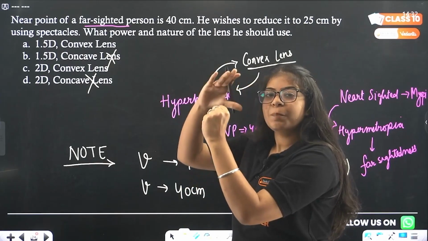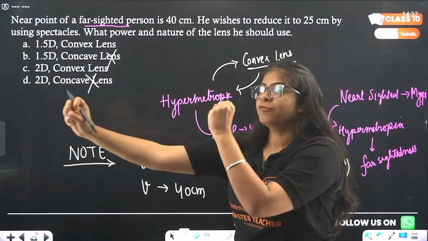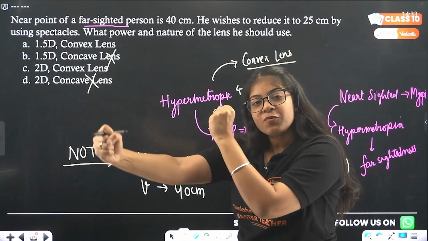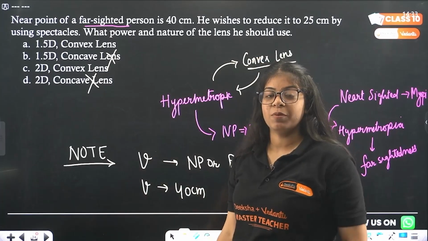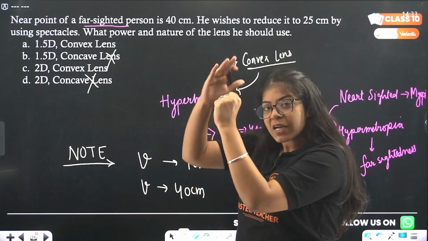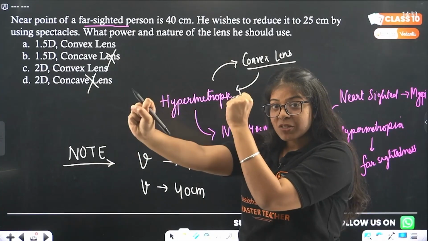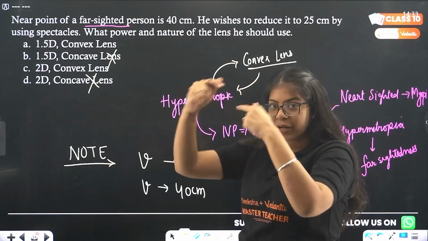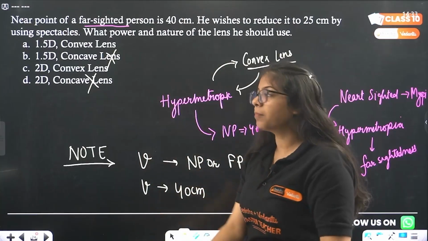His specs will make an image of this 25 centimeter object at 40 centimeter, and from this 40 centimeter, the rays will go into his eye lens and a perfect image will be formed. So what it did: an object is at 25 centimeter, it made an image at 40 centimeter. So this is your image distance, this is your object distance. You get the point? Just remember it.